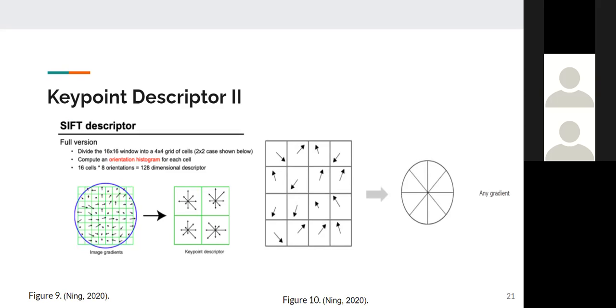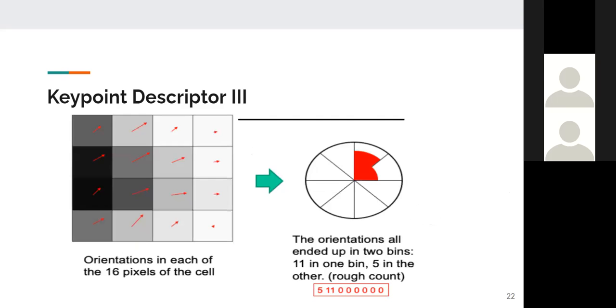Since the 4x4 spatial grid is centered on the feature point and rotated to the orientation determined for the key point, the scale of the grid should correspond to the scale of the key point. Next slide. Sorry, can you go back to the previous slide?